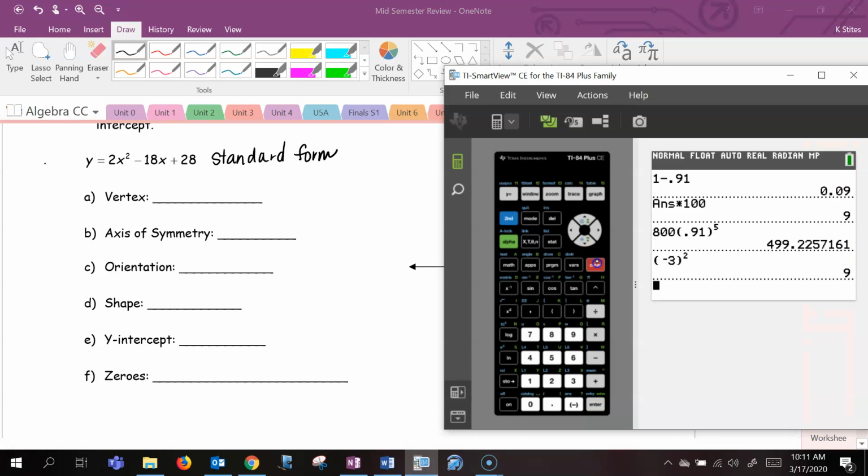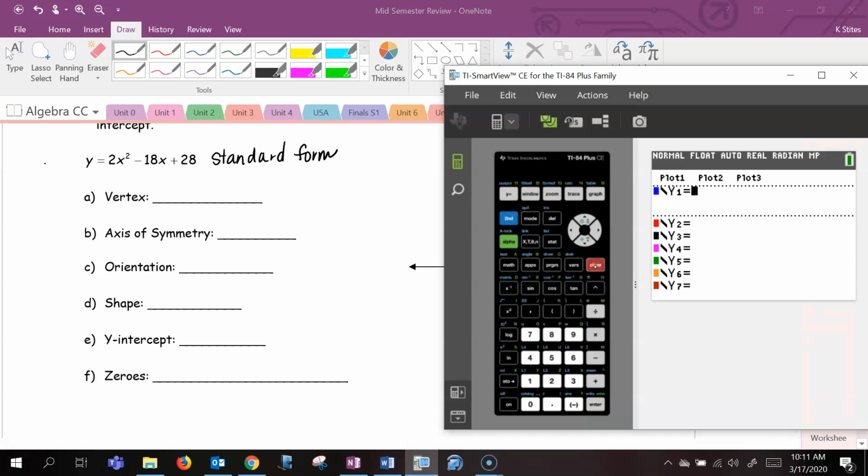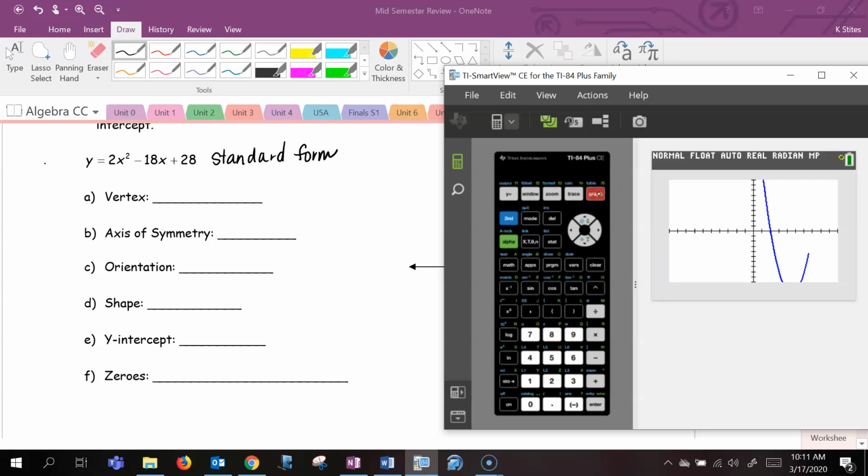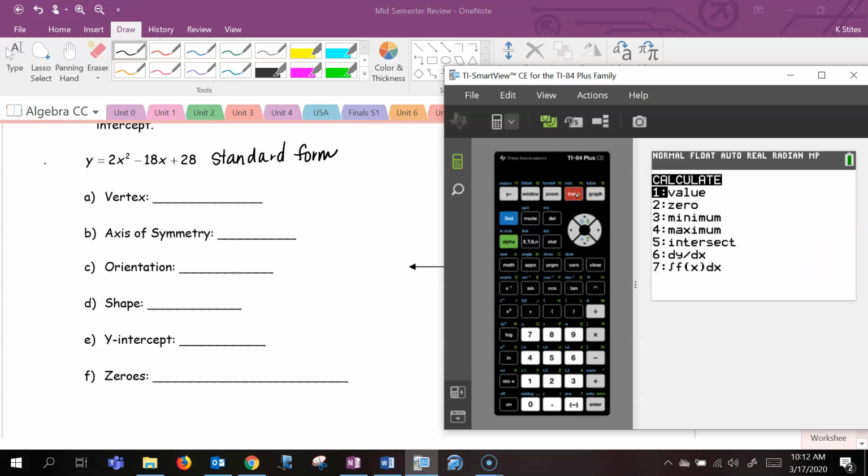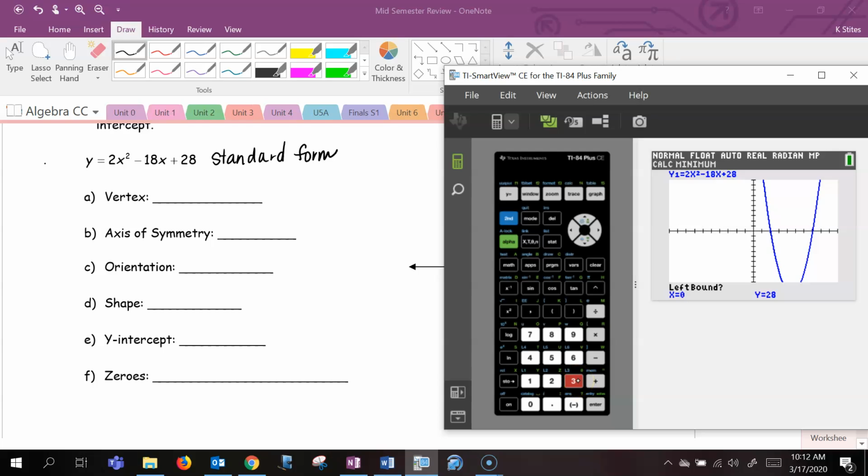So what I'll do is I'll go to my y equals, and I will type this guy in. Go ahead and do so as well. And I'll graph, and the vertex is going to be down here, and we should notice this is going to be a min. So I'll go second trace min. Left bound, I'm going to move my cursor to the left. Okay, it's going to take a little bit to see.